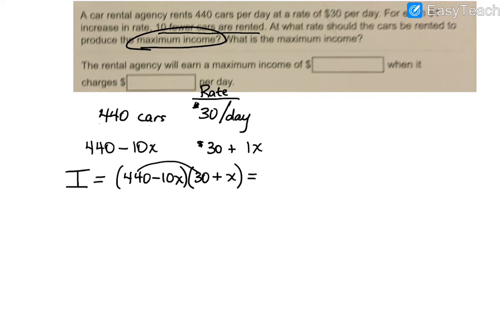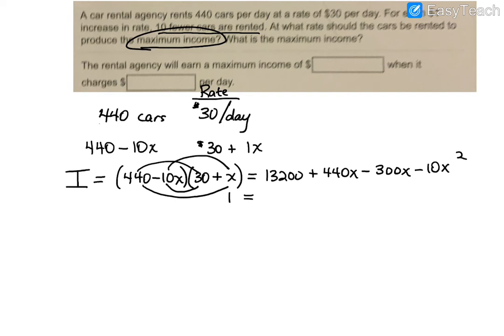Now, I'm going to FOIL that out so that I can get an overall equation. So 440 times 30 would give me 13,200. On the outside, I get plus 440x. On the inside, I get minus 300x. And on my last terms, I get a negative 10x squared. So when I combine, let's keep that as an I, when I combine like terms, I'm going to pull the negative 10x squared to the front just to put them in order. I've got a negative 10x squared. 440 minus 300 will leave me with a 140x, and then I have plus the 13,200.